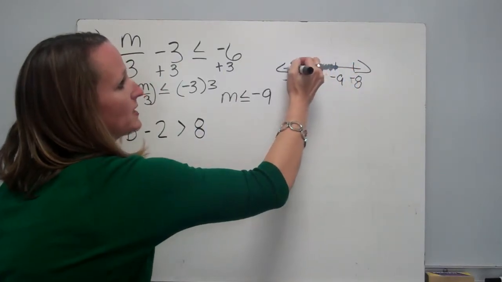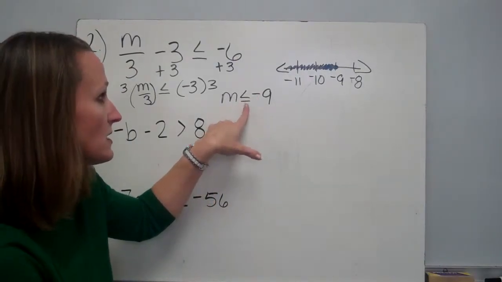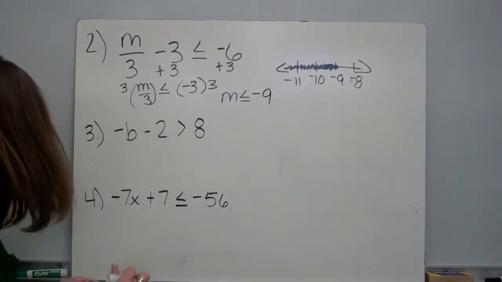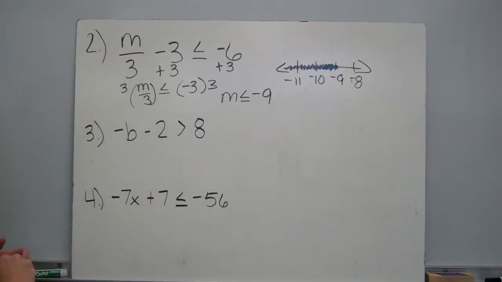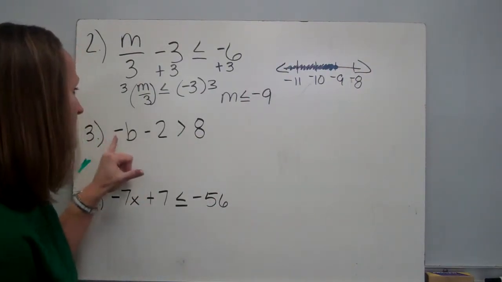If you can get your answer written where your variable is on the left, then your inequality sign is going to point to you which way to graph. It only works if you have your answer written with the variable on the left. I don't know if this marker works. Yes, it does. All right, so let's solve this next one.